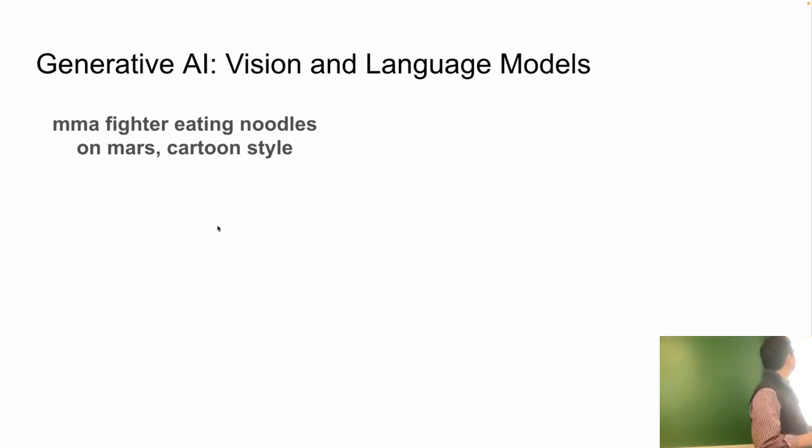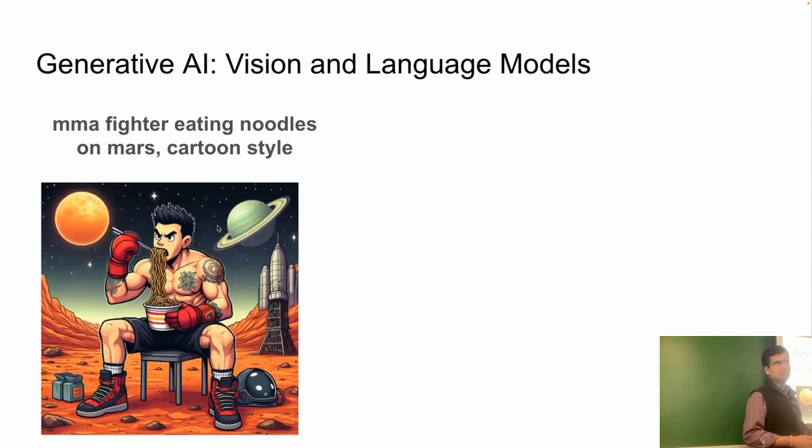Okay, so generative AI. Generative AI means that you can generate things which didn't exist before. There are two tracks of generative AI. One is image and one is text. In scientific language, they're called vision models and language models. On a vision model, if you ask it to make any image, it can make it. I just said, MMA fighter eating noodles on Mars, cartoon style, and it came up with this image. And you can see that there is an MMA fighter sitting on Mars eating noodles.